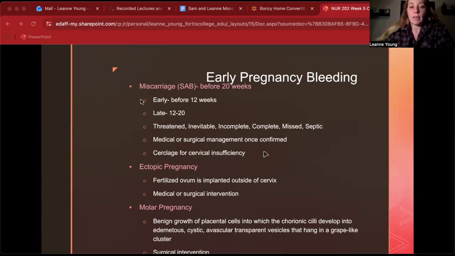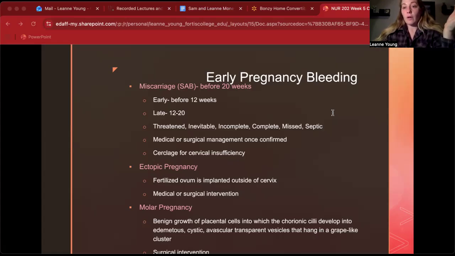What is an ectopic pregnancy? We talked about this briefly whenever we were going over the menstrual cycle. It is what happens when a fertilized ovum is implanted outside of the uterus. Okay, so this could be implanted in the fallopian tube, or in a different area of the body altogether. Medical or surgical intervention is necessary for these because they can be life-threatening, like we talked about earlier in class.